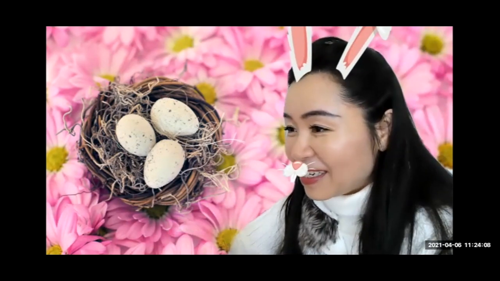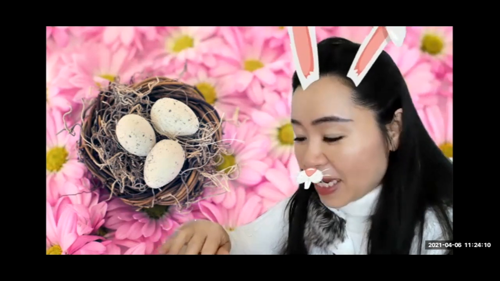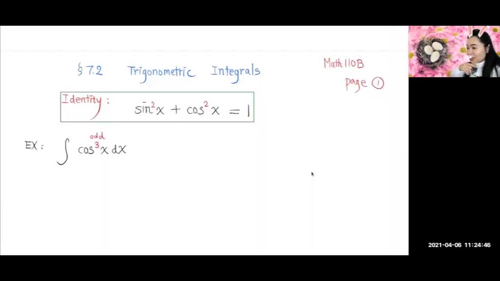Okay. All right. So for 7.2, we're going to talk about trigonometric integrals. I'm going to give you some tricks to do this. And at the end, we're going to play a game. Kind of like the Easter egg hunt, but we don't have the Easter egg hunt, so I'll prepare a game for you guys to play with.